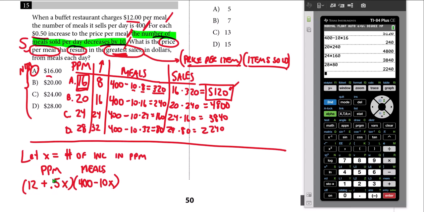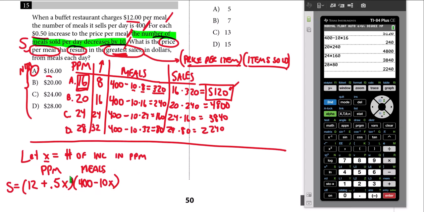So 12 plus 0.5x over here on the left is my expression for price per meal in terms of x, and 400 minus 10x over here on the right is the number of meals that I will sell based on how many times I increase the price per meal. So this right here, this is my sales function in terms of the number of 50-cent increases that I make.